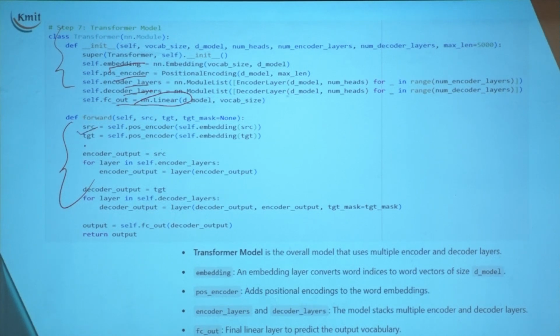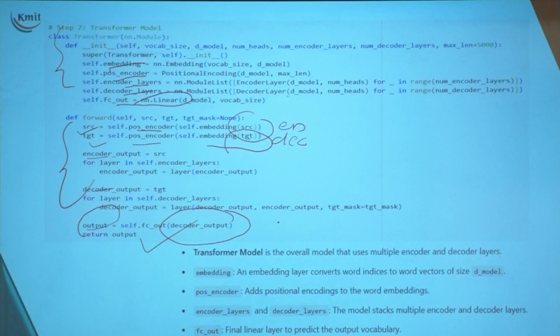Now look at the forward. First I give the source input to the position encoder, and the target input for the position encoder of what? The decoder part, which is target. Here source means what? Encoder. Here target means what? Decoder. Okay. Now first I pass my encoder, then I pass my decoder, and then I finally calculate my output, which is taken from the decoder output. Is this clear, everybody? So this is the entire transformer model.